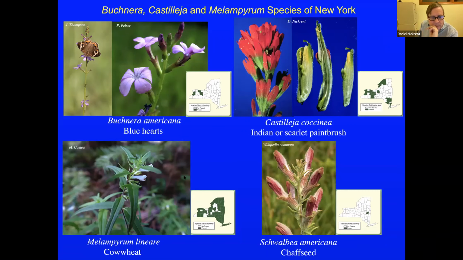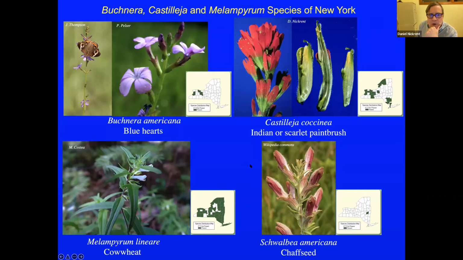Cow wheat, or Melampyrum, is another one you'll see, but it's very common in New York. I need to get out and see this one in the field. I've seen it in Rocky Mountain National Park. Look at the strange shape of the leaf, with that base with these pointed lobes. So Melampyrum lineare. And then finally, on the right down here, Schwalbea americana, chaffseed.